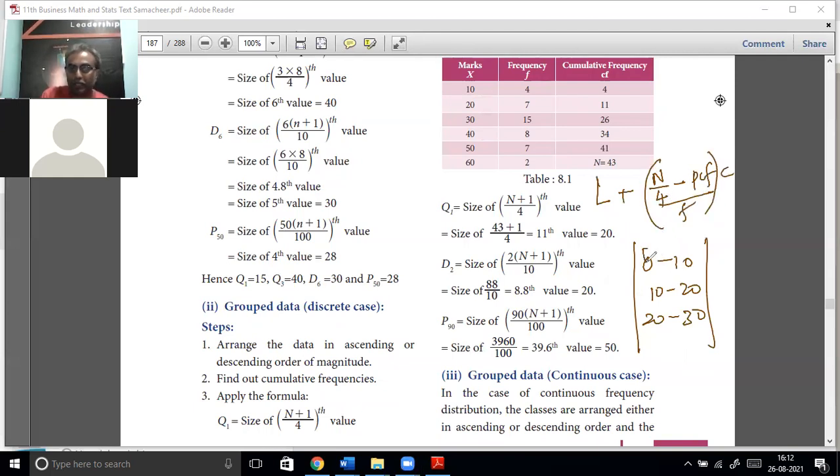If the class is 0 to 10, then class width C is equal to 10. Frequency is how many times it occurs. That is F. Then n is what we will find. Cumulative frequency we will find. Let us see one example, you will understand much better.